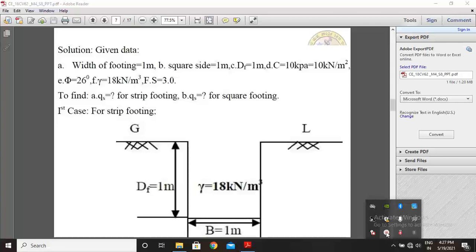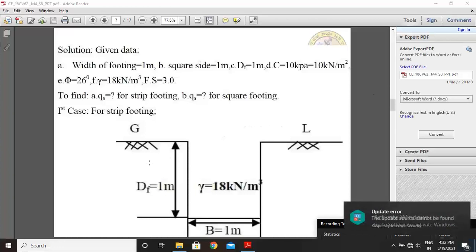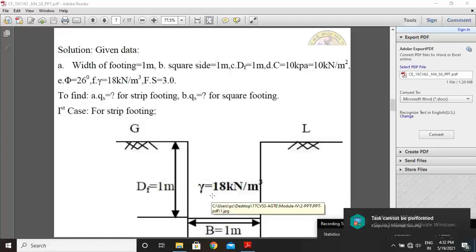Next, to find QS for strip footing in the first case, and QS for square footing in the second case. Let us see the first case, strip footing, and how to plot the foundation sketch. See, this is the footing of depth DF is 1 meter, width is 1 meter, and unit weight of soil is 18 kilonewton per cubic meter.